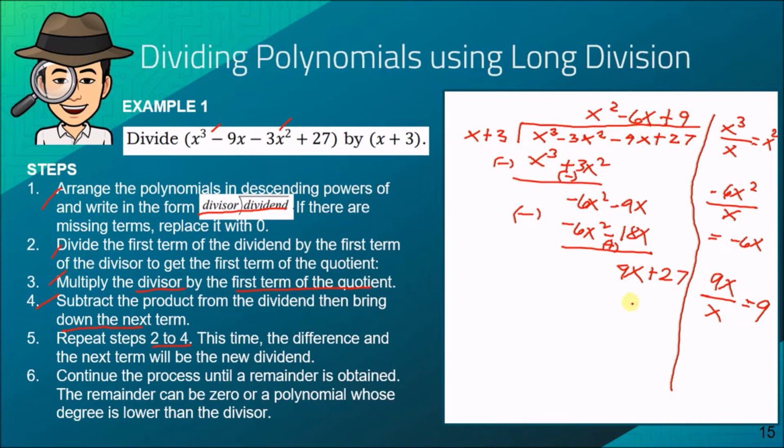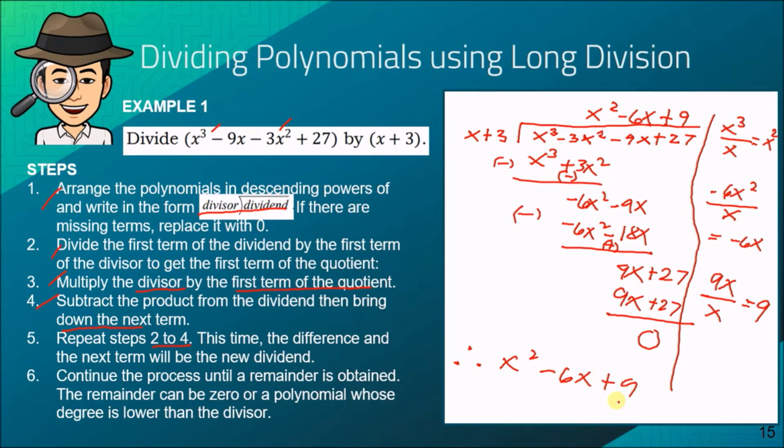So we have 9x plus 27. Because 9 times x is 9x. 9 times 3 is 27. Subtract ulit according to step number 4. And at this point, nakita natin na 0 yung remainder natin. So meaning, yung x plus 3 dito ay factor nito. Ganun yung ibig sabihin nun kapag ang remainder ay 0. Maaari natin finalize ang sagot na x squared minus 6x plus 9.